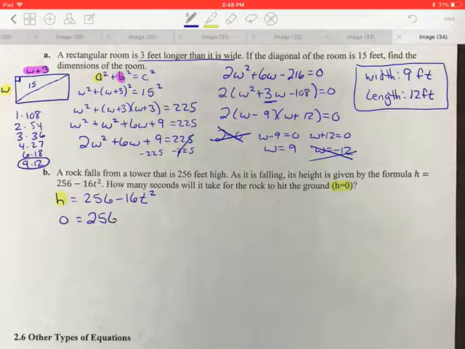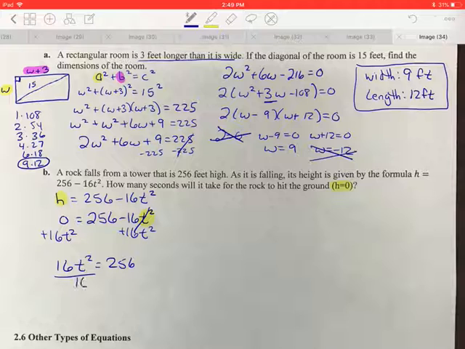All right, so this gives me a quadratic to solve. What I'm noticing is I have a squared term, but I don't have a t by itself. So I'm going to use the square root method. So my goal is to isolate t squared. To do that, I'm going to add 16t squared to both sides. I kind of want to make that positive. So I get 16t squared equals 256. I'm still trying to isolate t squared, so I divide both sides by 16. And I get t squared equals 16.